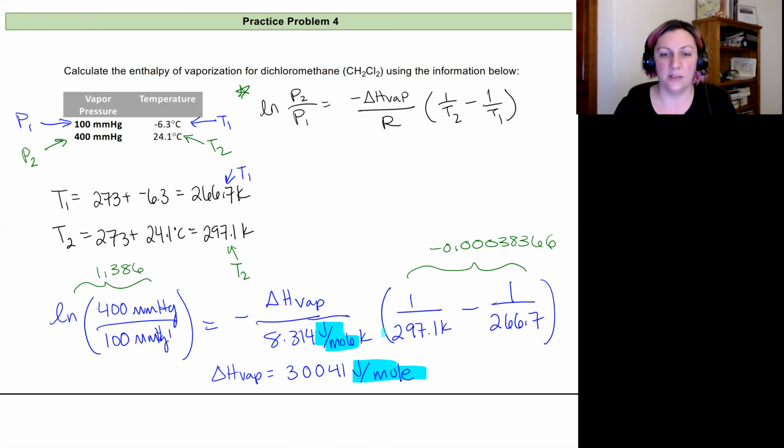So it's not going to be in kilojoules. If I wanted to convert it into kilojoules, I definitely could. Then it would be 30.041 kilojoules per mole. Whatever you prefer.